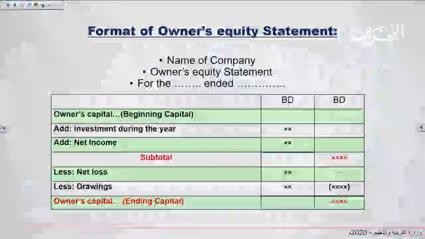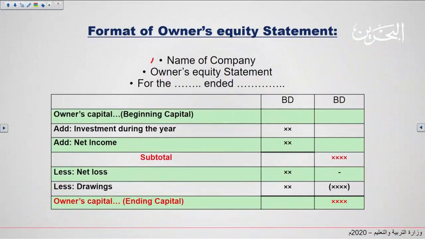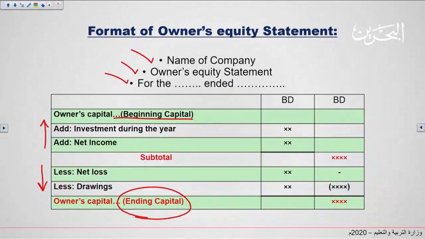Moving on to the format of the owner's equity statement, as you can see here, we have the name of the company, then the name of the statement we are doing here, and the period of time. First we will put the beginning capital, then we will list the events that will increase the capital and the events that will decrease the capital, then we will calculate the ending capital. Now this amount, we will transfer it to the balance sheet, which will be our lesson next time, inshallah.